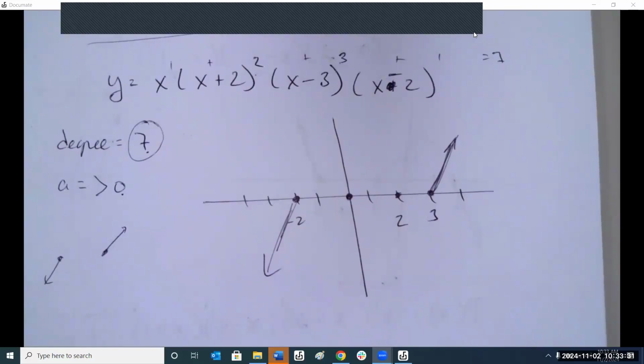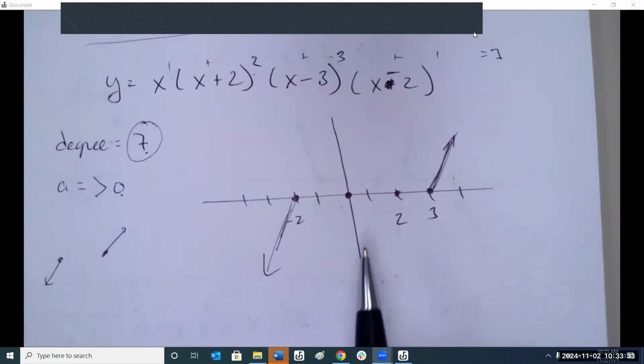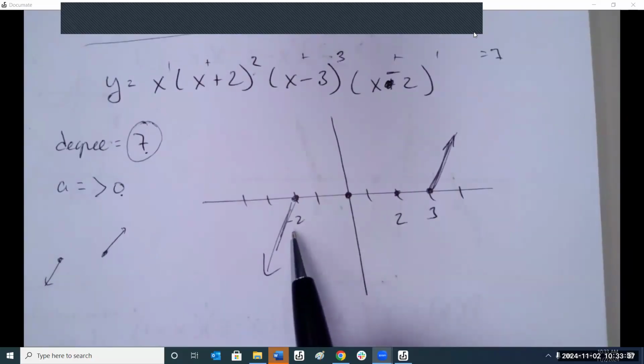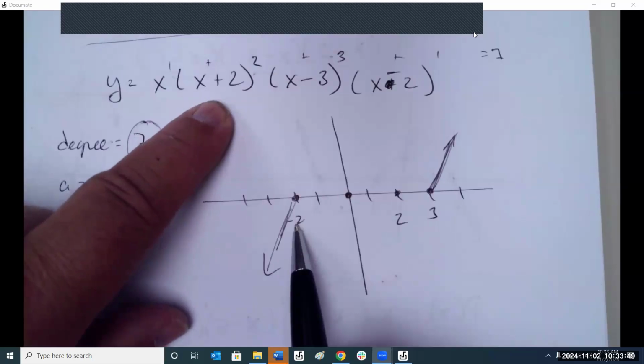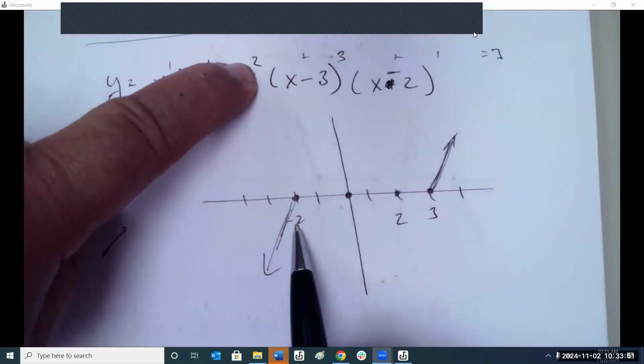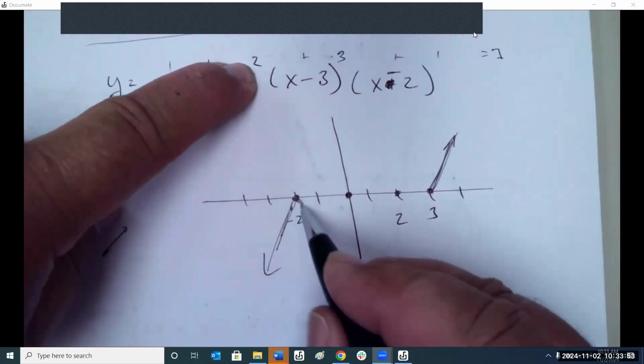Now we have to ask ourselves, at these intercepts, do they cross or do they bounce? They can all be bounced, but it all depends on the degree, the multiplicity. So at -2, its multiplicity is 2. What happens there? It bounces, so it comes back down.